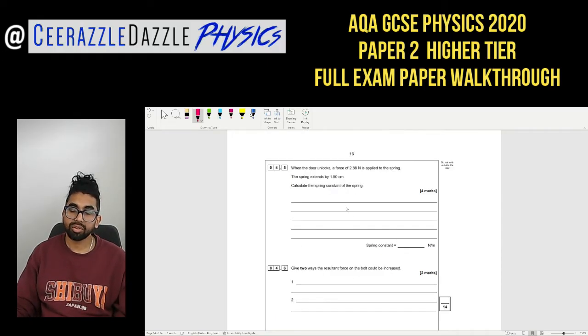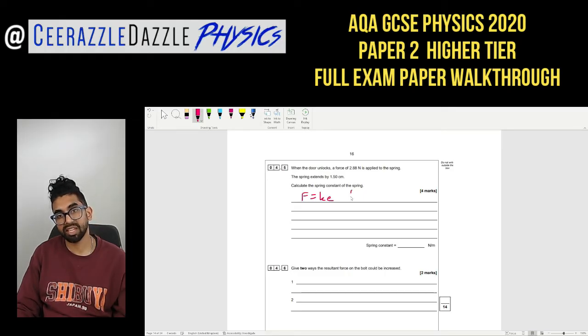When the door unlocks, a force of 2.88 newtons is applied to the spring. The spring extends by 1.5 centimeters. Calculate the spring constant. So F is equal to K times E, so K is equal to F divided by E. The value of the force is 2.88. The value of the extension, we have to convert that into meters. It's 0.015. So therefore the value of K is going to be 192 newtons per meter.